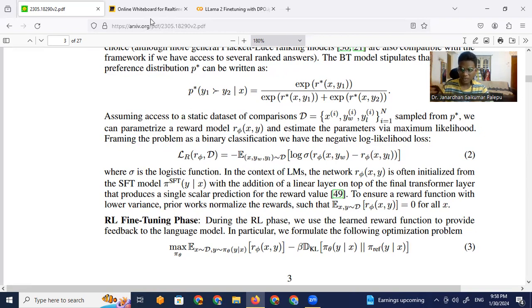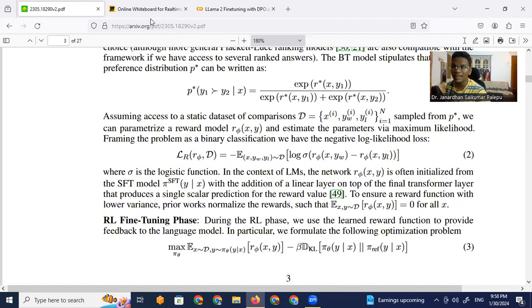Given the data set, the questions and answers and their corresponding rewards on how preferred the answer is, we will run this algorithm. Here YW is the preferred answer, or good answer, and YL is the non-preferred, or bad, answer. We'll have this loss function in which we want the model to predict higher reward for YW and lesser reward for YL.